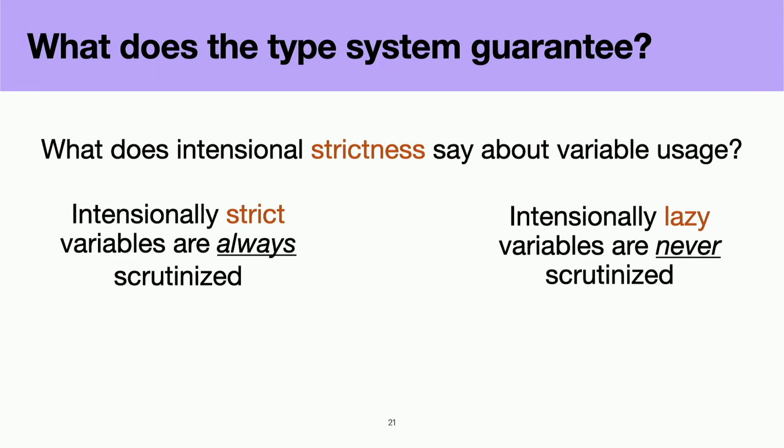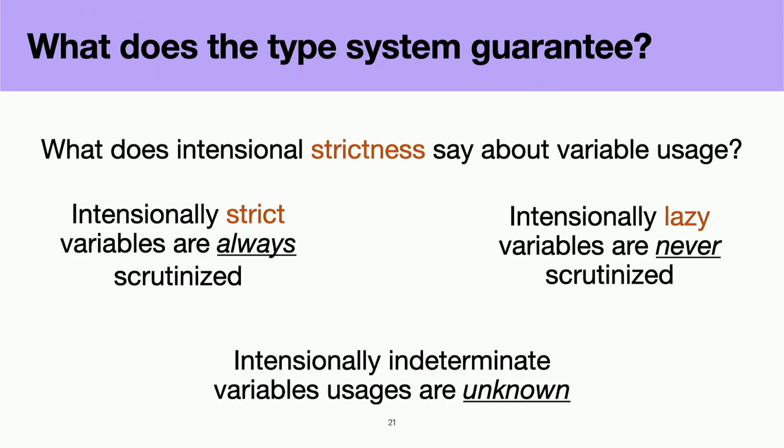There are two properties here that we are guaranteeing. First, that intentionally strict variables are always scrutinized during execution, and second, that intentionally lazy variables are never scrutinized during execution. There is a third intentional characterization of indeterminate for when we cannot statically know whether or not something will be used at runtime, but we are only going to guarantee properties about these first two.